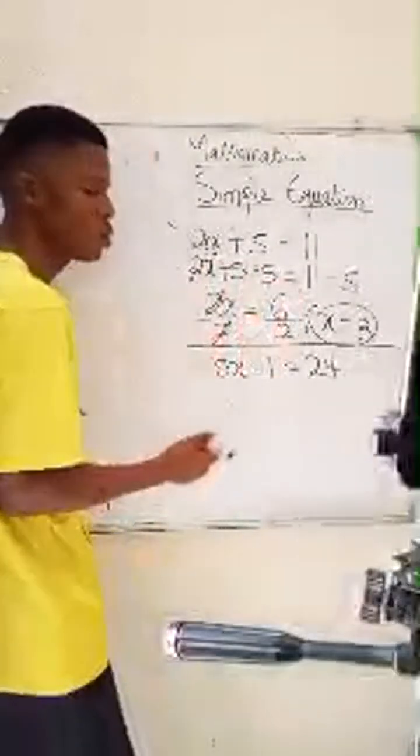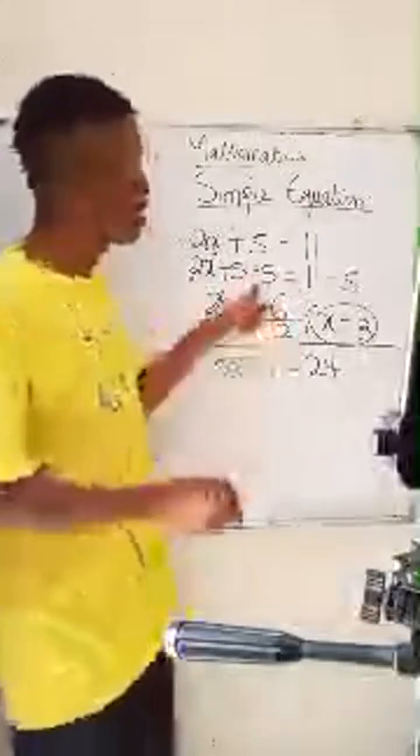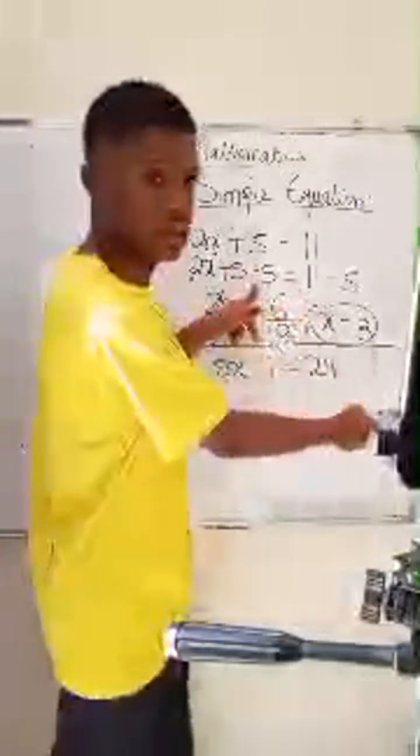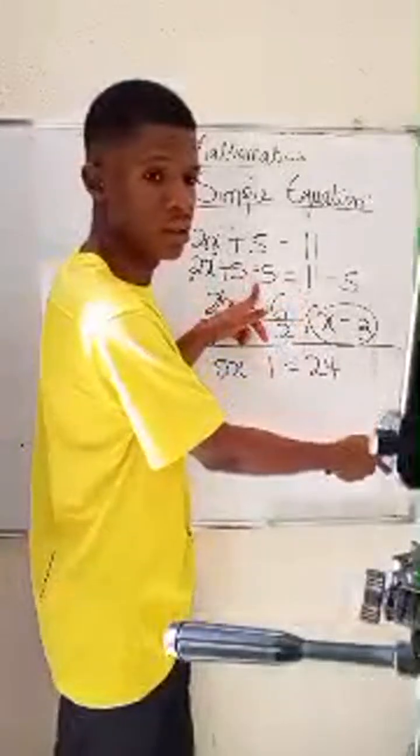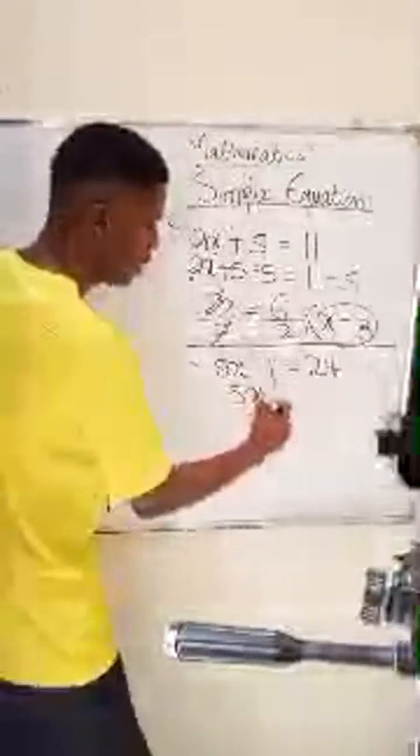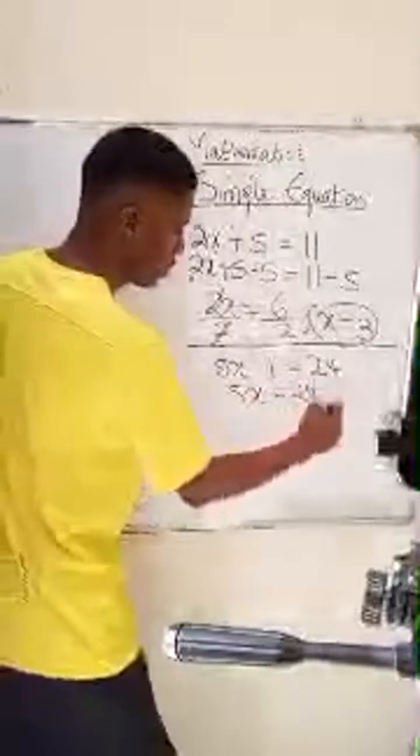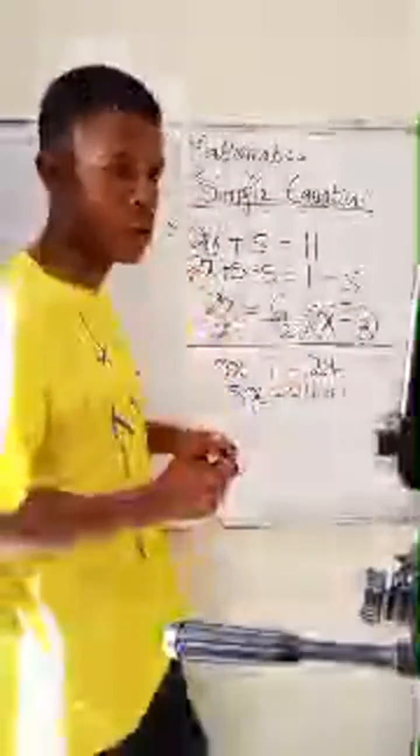Which one are you familiar with, this method or crossing over? Okay, good. So let's use the one you're familiar with. 5x is equal to 24. When minus 1 crosses over to the other side of the equation, it becomes plus, right? So you have to add 1.